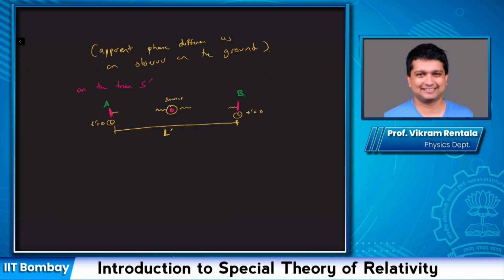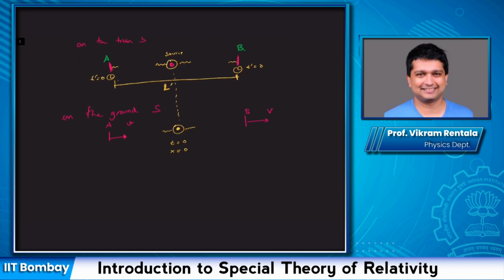Now, from the perspective of an observer on the ground, in frame S, the detectors A and B are moving to the right with some velocity V, let's say. So A is moving to the right with a speed V, B is moving to the right with a speed V. And let's suppose that we take the instant at which the source emits these light beams. And let's assume without loss of generality that this defines t is equal to zero and x is equal to zero for the ground observers.